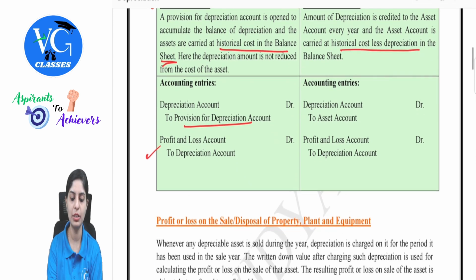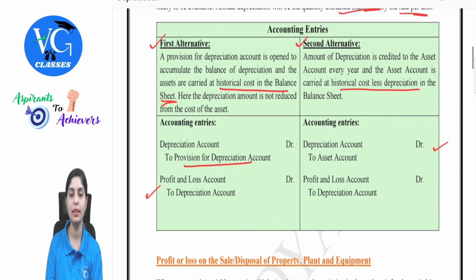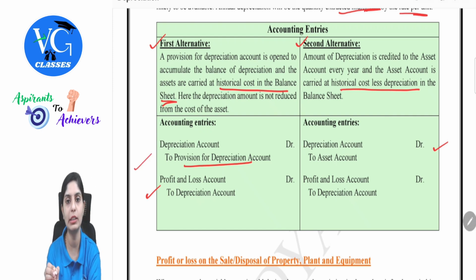So accordingly, the journal entries will be depreciation account debit to asset account, and then depreciation will be transferred to profit and loss. Now, practically speaking, this becomes the respective business's choice to go with either the first alternative or the second alternative. In the exam, you will definitely look at the requirement of the question. If they are asking you to prepare provision for depreciation, then we will follow this alternative.